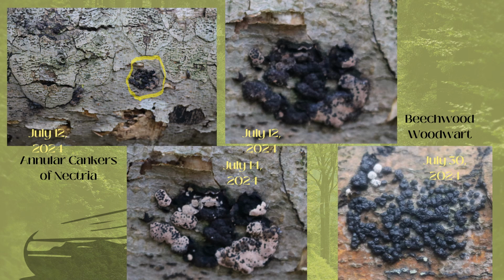And this is what I'm talking about when I talk about the Nectria fungus of the beech bark disease, making annular cankers, not annual, annular cankers that crowd up together. And when all of these build up to the point that they encircle the tree trunk, these will girdle the tree and end its life.